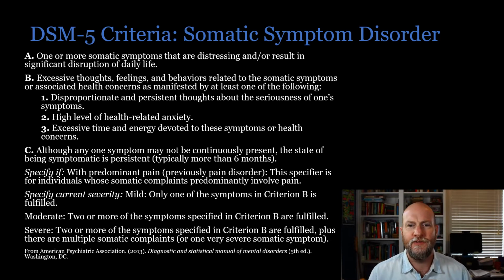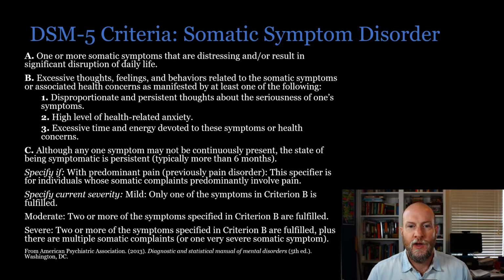And while the symptom doesn't have to be continuously present, the state of being symptomatic is persistent, typically about 6 months. What this means is that the symptom itself, while it may wax and wane and fluctuate, needs to be persistent. It needs to be largely present over the course of a significant period of time. What you're looking at here is that you don't want to diagnose someone in the very early stages of something when it could be something else. You're trying to really show this is a chronic issue.